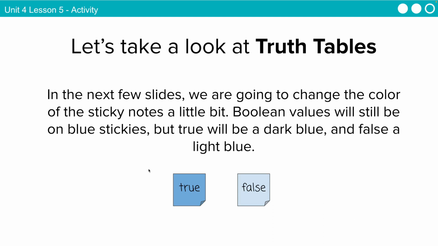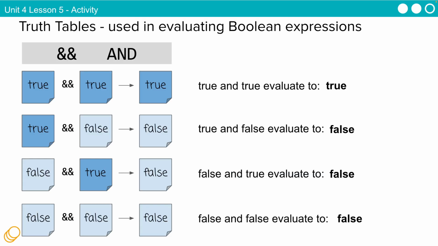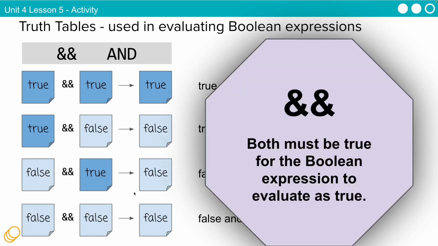All right, we're going to take a look at what's called truth tables. So true and true equals true. True and false equals false. False and true equals false. False and false equals false. So basically, both things need to be true. That's how you can render something in one conditional statement and still check against multiple conditions. Yep, both must be true.